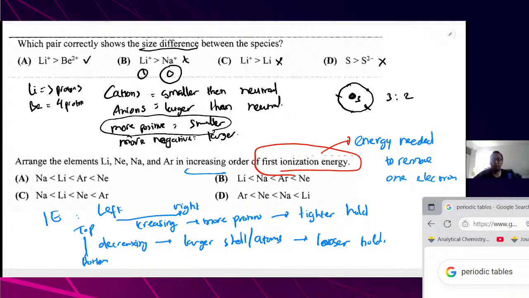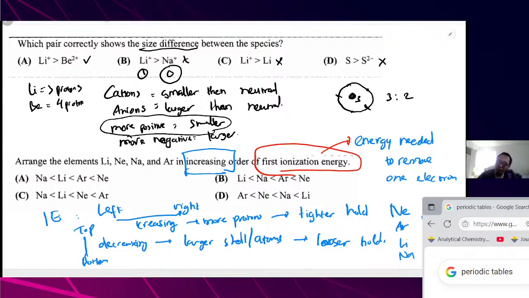Noble gases like Ne and Ar are very high, because they are noble gases. And then Li and Na, which are alkali metals, have low ionization energy. So now let's rank from the lowest to the highest. Remember, increasing means lowest to highest.